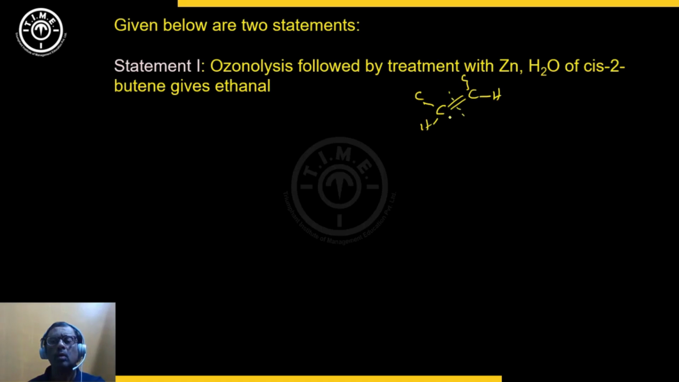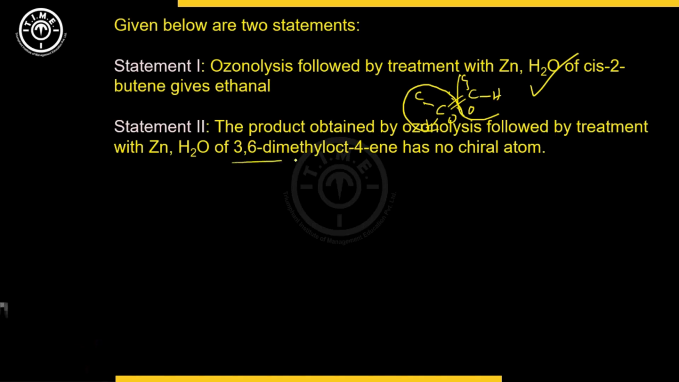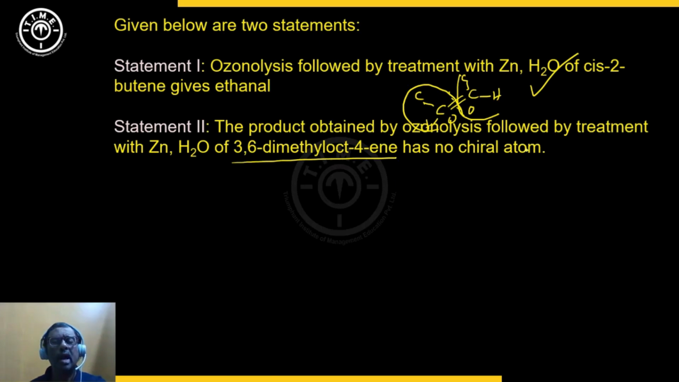Break this O, ethanol, ethanol. Yes, statement 1 is correct. The product obtained by ozonolysis followed by treatment with zinc of this compound has no chiral atom. Let us check that part.